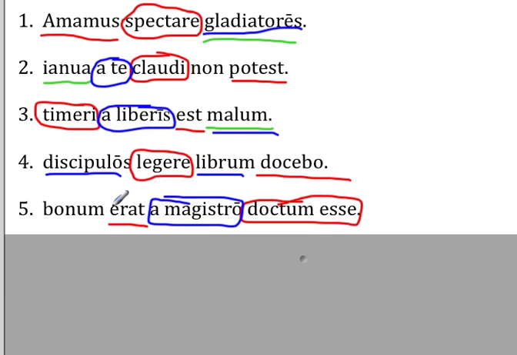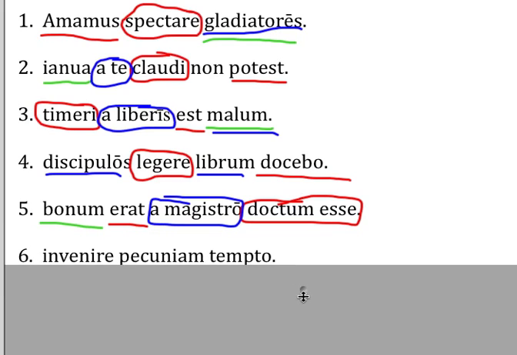So, this is another instance where we might treat this infinitive as if it were the subject. Alright? In other words, to have been taught by the teacher was good. Or we could say, it was good to have been taught by the teacher. Alright, let's try a few more.